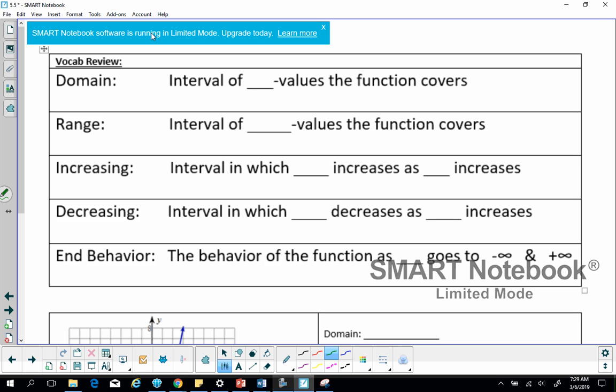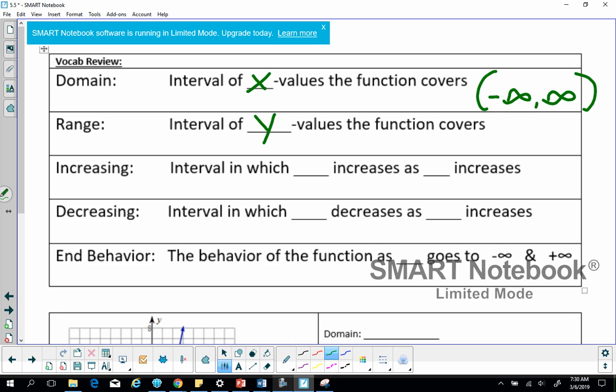So vocabulary. Domain is the interval of x values where the function covers. And so usually if they have arrows, what did we say the domain was? Beautiful. Range is the interval of y values that it covers. And so we'll go over that. That one is not going to be negative because we'll see we're learning about asymptotes today.